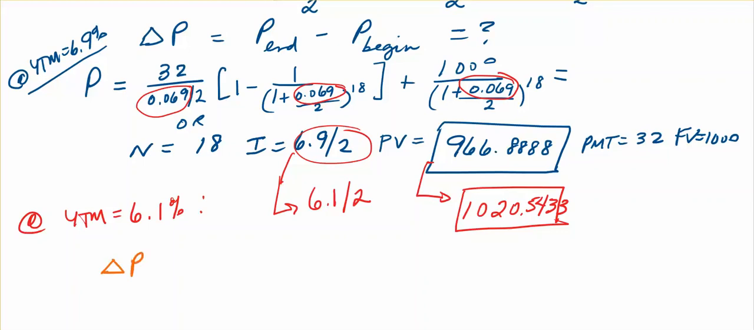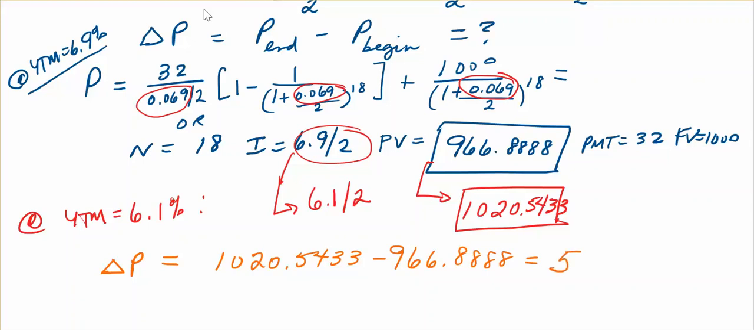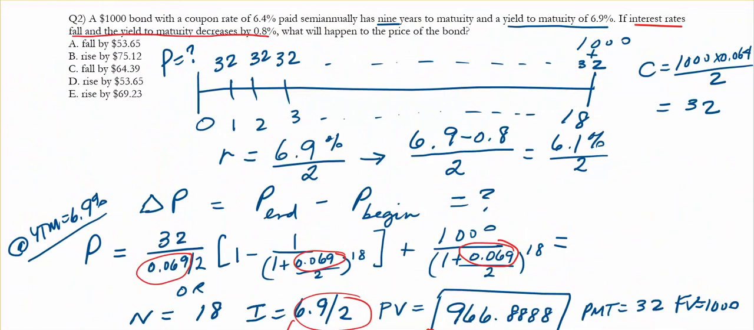Going back to our plan, we're going to take the change in the price after the interest rates fall. We can verify that we're doing things correctly, or at least that the numbers make sense, because when interest rates fall, we know that the price of the bond has to go up. And we see there's the answer, 53.65.